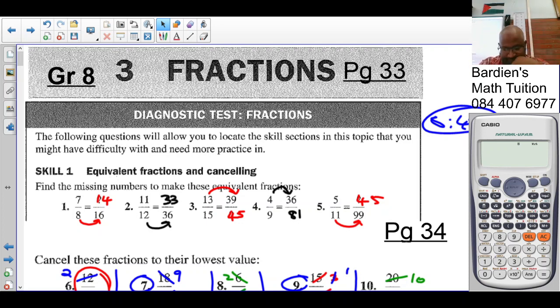Skill 11. Skill 11, number 1? 18. Number 3? 14 kilos. Number 5? 64 rands. Number 7? 30. Number 9? 63 rand. Number 11? 48. Number 13? 25 rand. Number 15? Okay, that sounds better. 351. So let's go to the homework. I mean to the exercise.